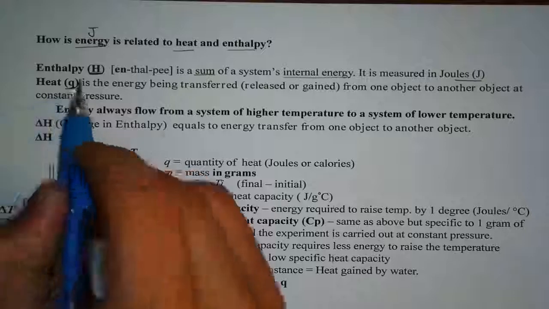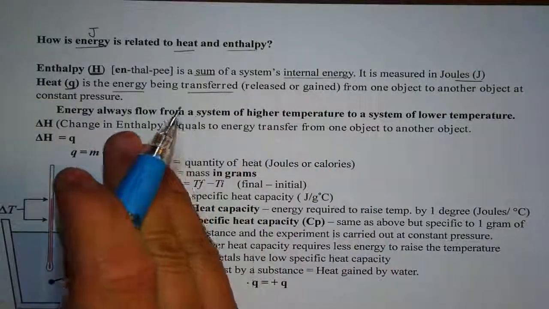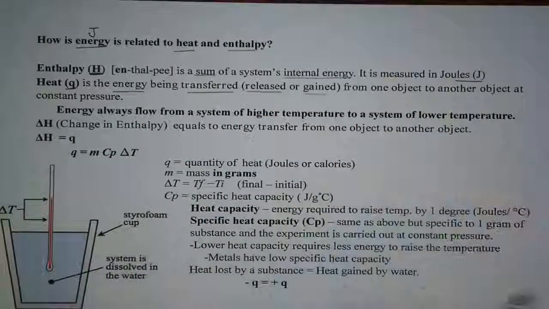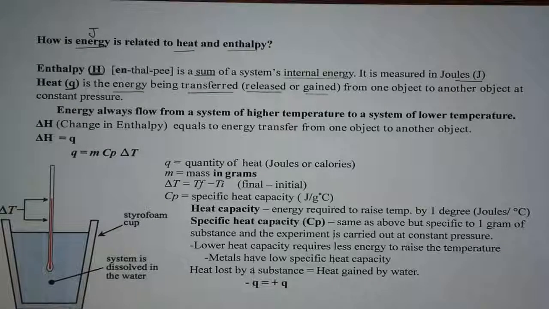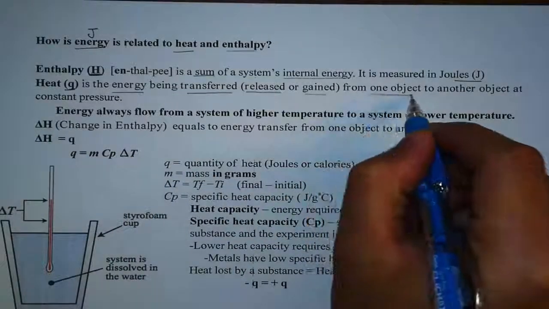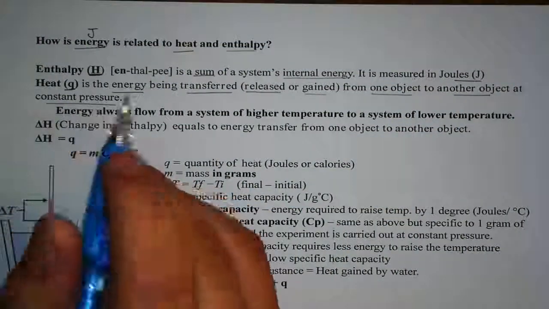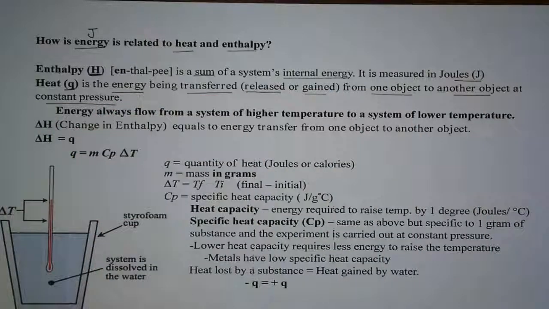Heat is the energy being transferred, so this energy is moving from one place to another. When a substance is gaining energy, the energy being transferred in is considered heat, and when a substance is giving up energy, that energy is also known as heat. So again, heat is the energy that transfers from one object to another at constant pressure. That happens to be an open environment. There is no control of the pressure.